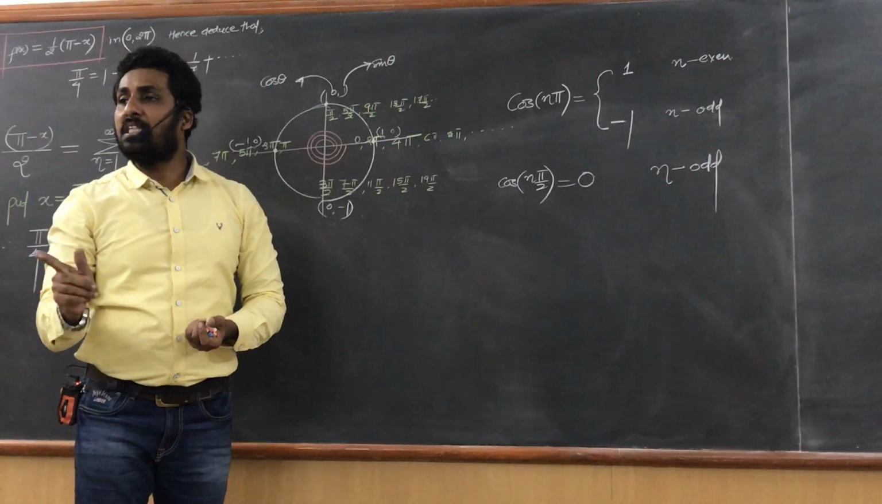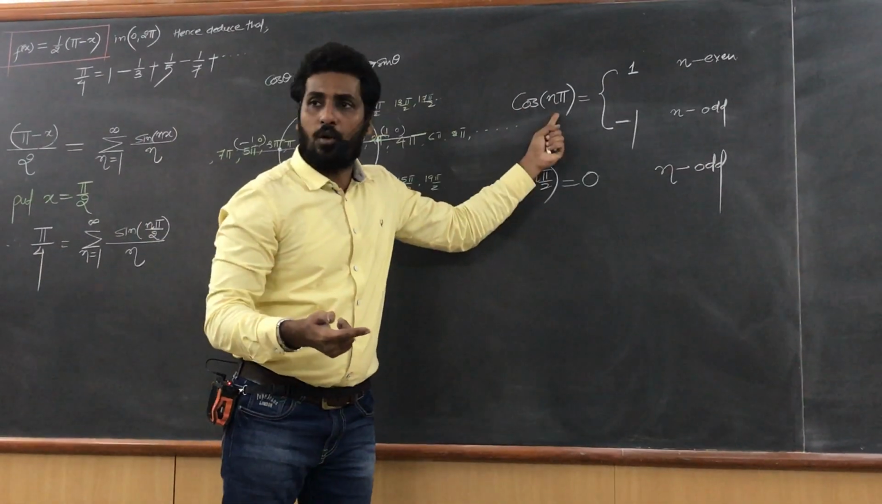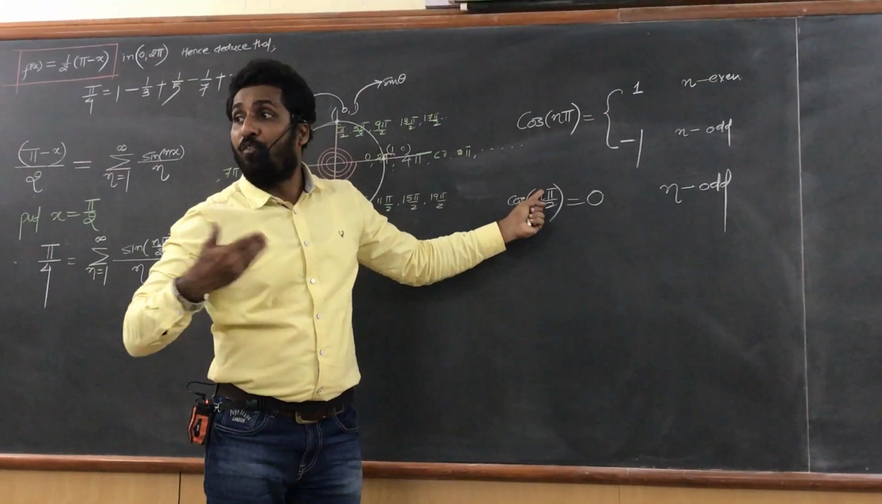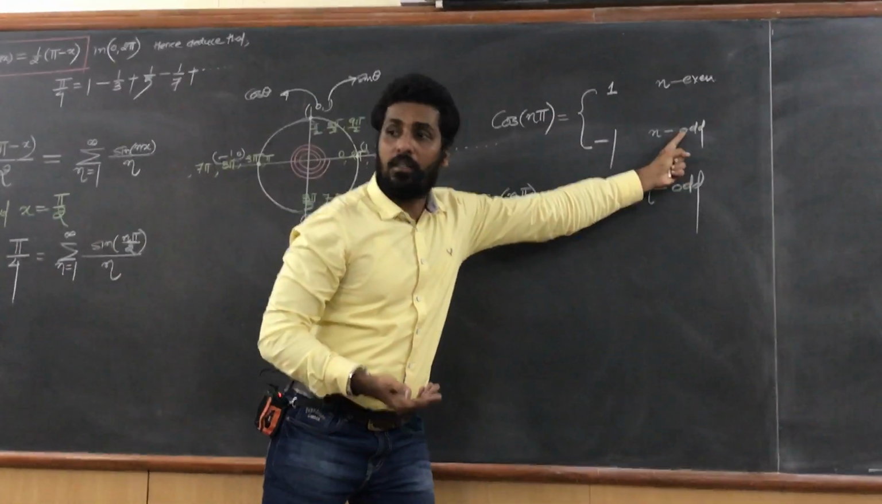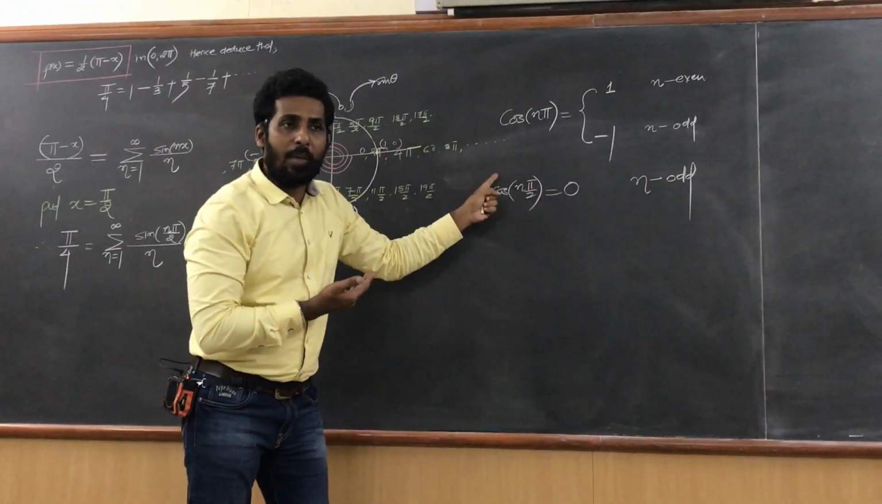cos n pi का कितना आंसर आएगा? दो, एक +1 और एक -1 depending on the value of n. If n is even, the answer is always +1. If n is odd, the answer is always -1.